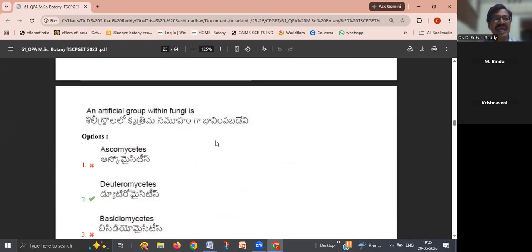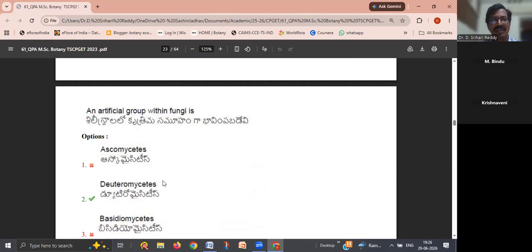And next one, an artificial group within fungi is. We already discussed. There is Phycomycetes, Zygomycetes, Ascomycetes, Basidiomycetes, and Deuteromycetes. Deuteromycetes is treated as an artificial group because no sexual reproduction is identified in these organisms. So all the fungal organisms where sexual reproduction is not observed or not found until now are grouped in the class Deuteromycetes.